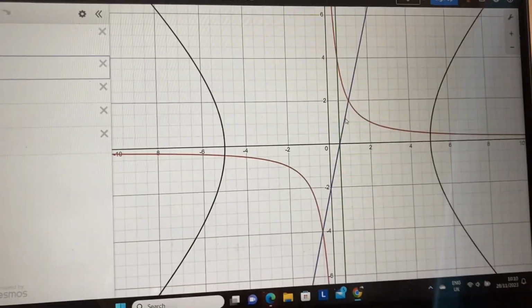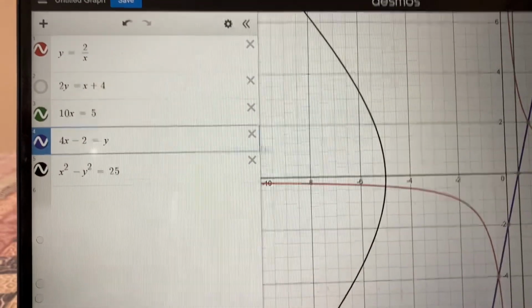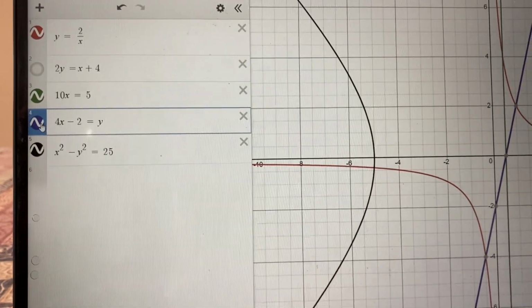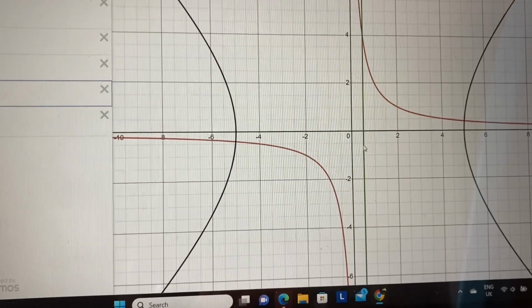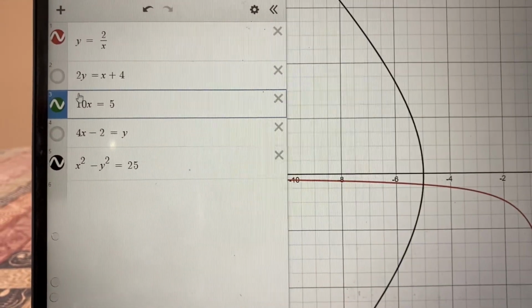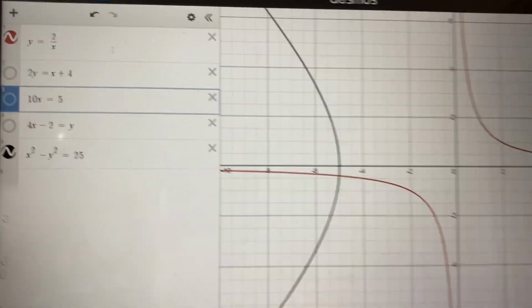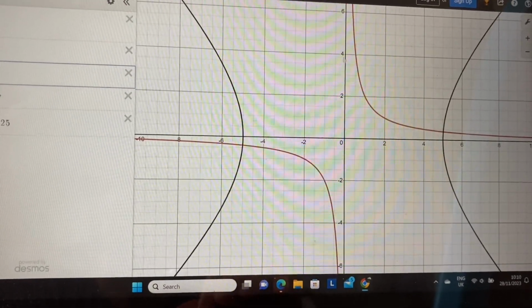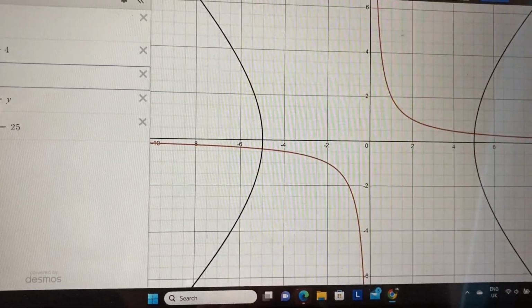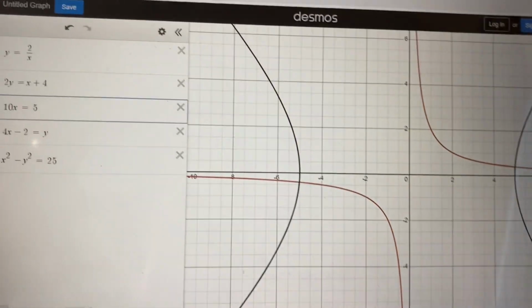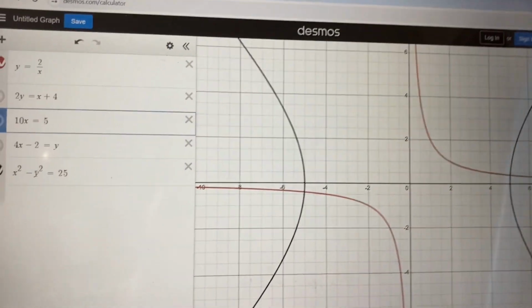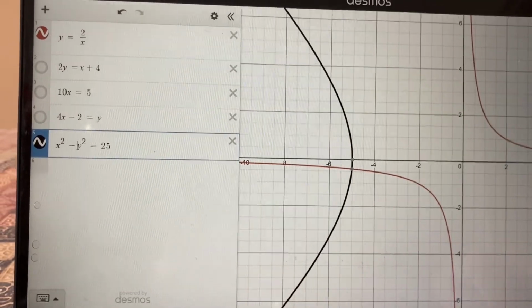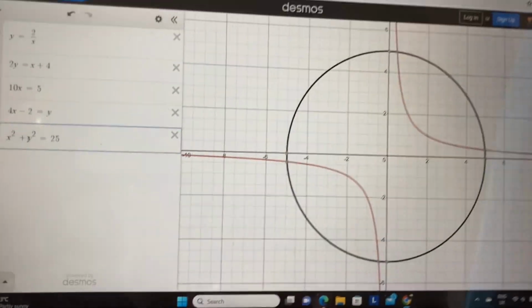That purple one there is definitely a straight line. So let's get rid of that one. And this one here is a vertical line, so I can get rid of that as well. And you can see the two that are non-linear are the reciprocal function here, and then the x squared minus y squared. What's interesting to see is if I change that to a plus, you get a nice circle.